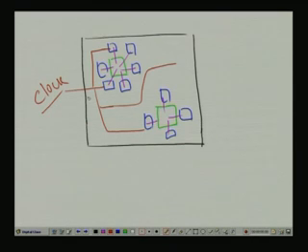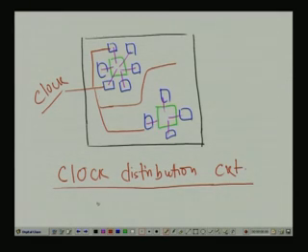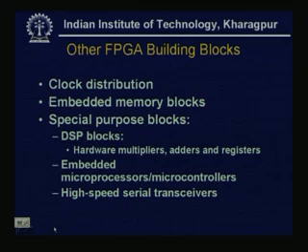So, we need a special circuit for this clock distribution, and nowadays this is so common for complex circuits. So, this clock distribution circuit itself is implemented and that can be treated as a special type of FPGA building block. So, this is my clock distribution circuit.